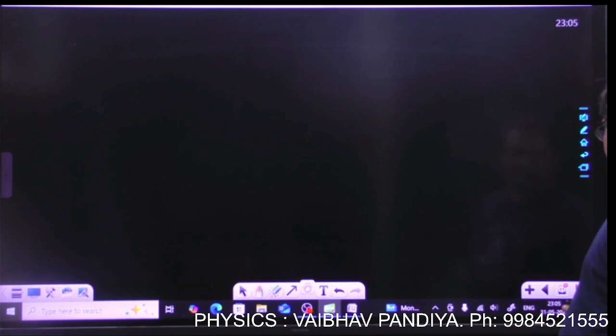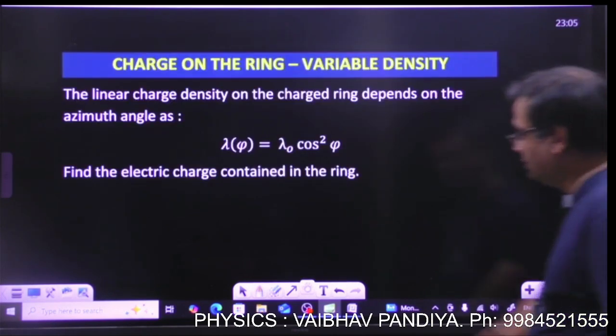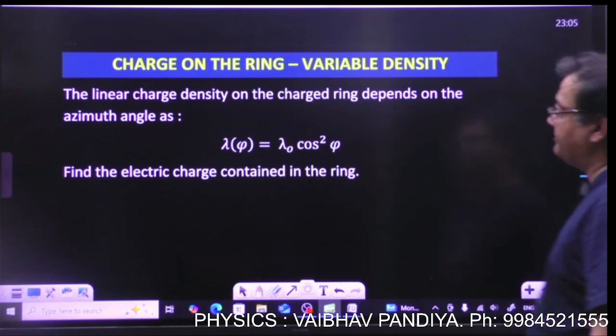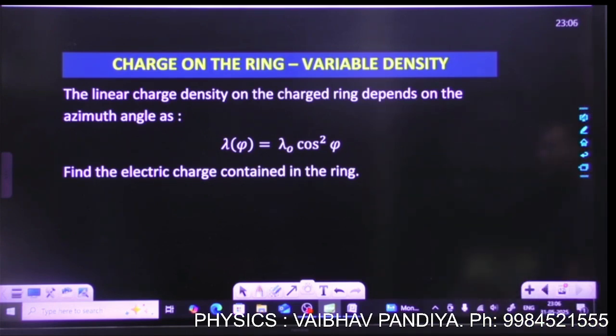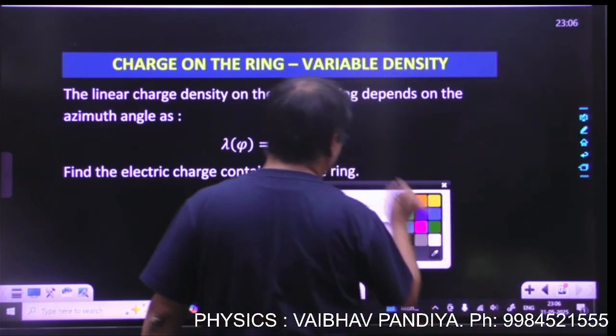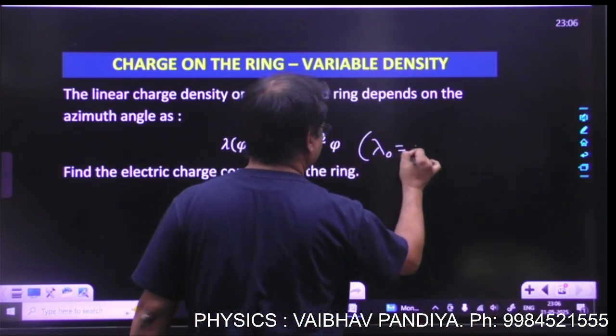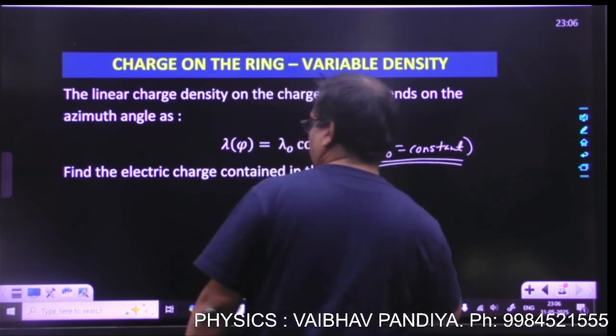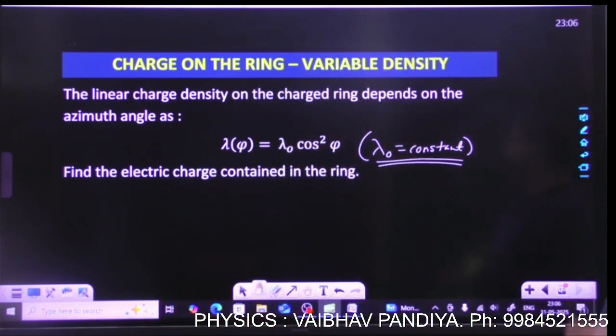So let's see the problem. The linear charge density on the charged ring depends on the azimuth angle as lambda as a function of phi is lambda naught cos square phi, and lambda naught is a constant. You can write here lambda naught is constant. Find the electric charge contained in the ring.